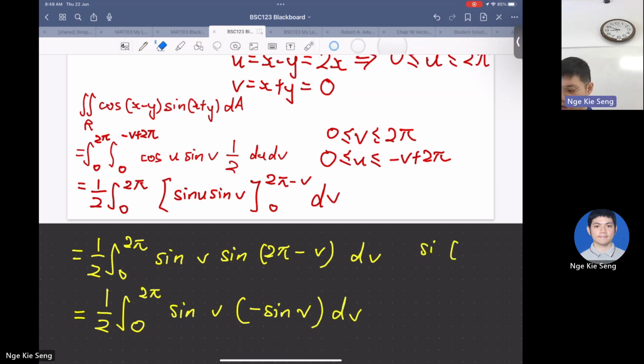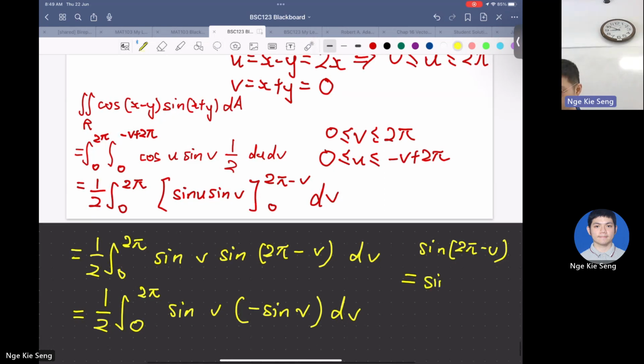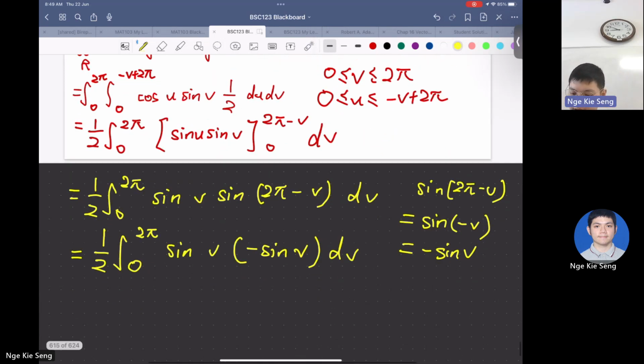If you like, I write down sine of 2 pi minus v. I need to change negative v to negative sine v. You don't have to change it, but you need to integrate from here. If I change it, then I can combine my sine v. So this is equal to sine of minus v, which is equal to minus sine v.